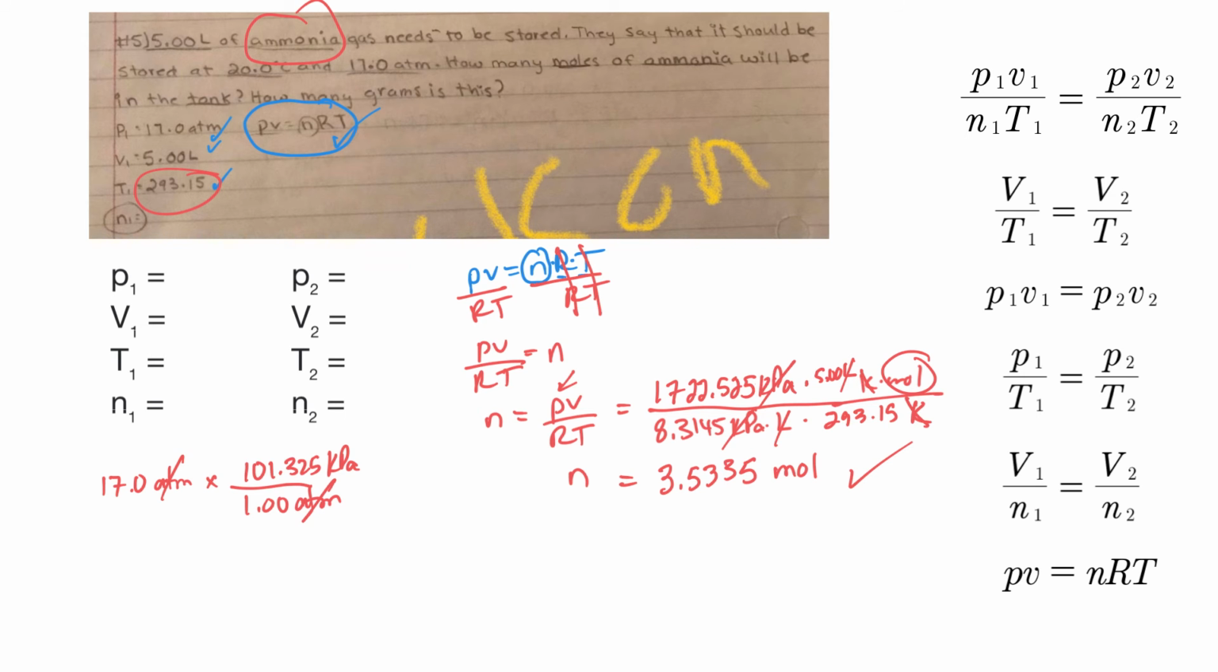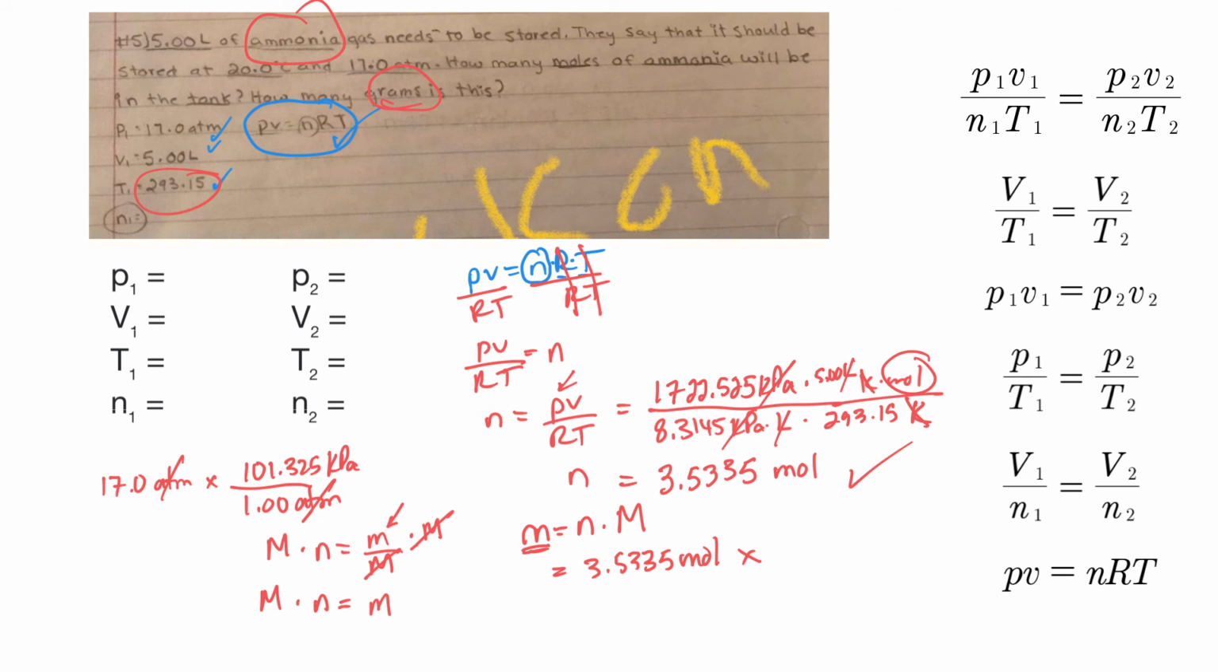Now to convert that to grams, because they're looking for grams too, I'll use this formula. Moles is equal to mass over molar mass. I'm looking for mass, so I multiply both sides by molar mass. These cancel. So mass is equal to moles times molar mass. I'll just do it so my unknown is on the left side. So the 3.5335 moles times the molar mass of ammonia.